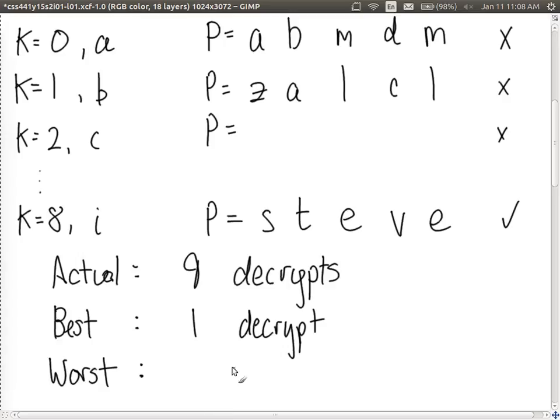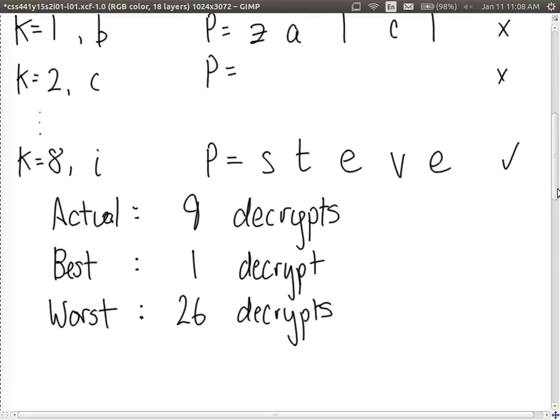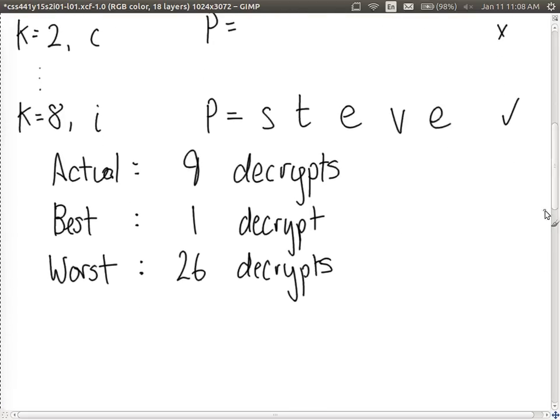26, I need to try all possible keys. This is from the attacker's perspective. What's the average number of attempts if we can assume that for a different plain text, maybe a different key was used? So we need to do this many times and we need to guess the key. On average, how many attempts would it take the attacker to guess the correct key?